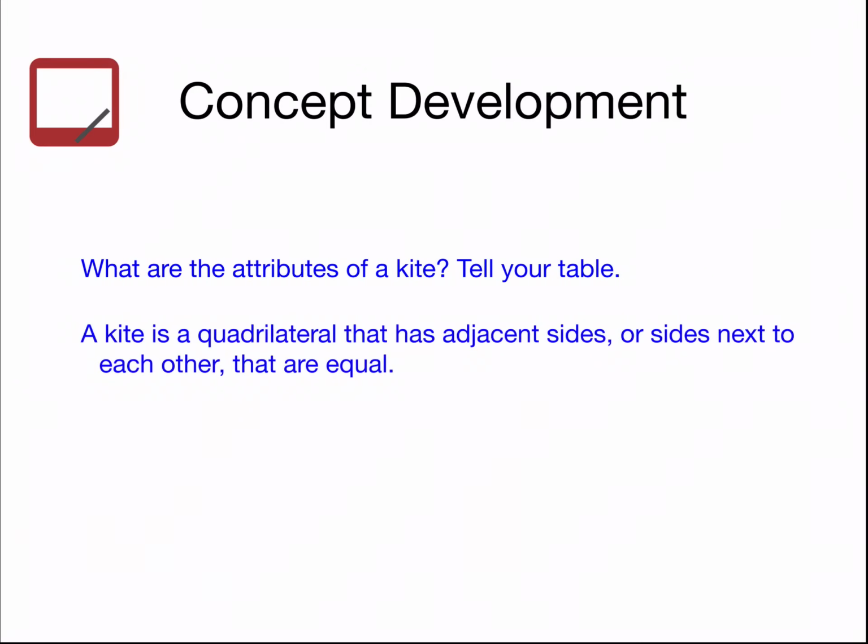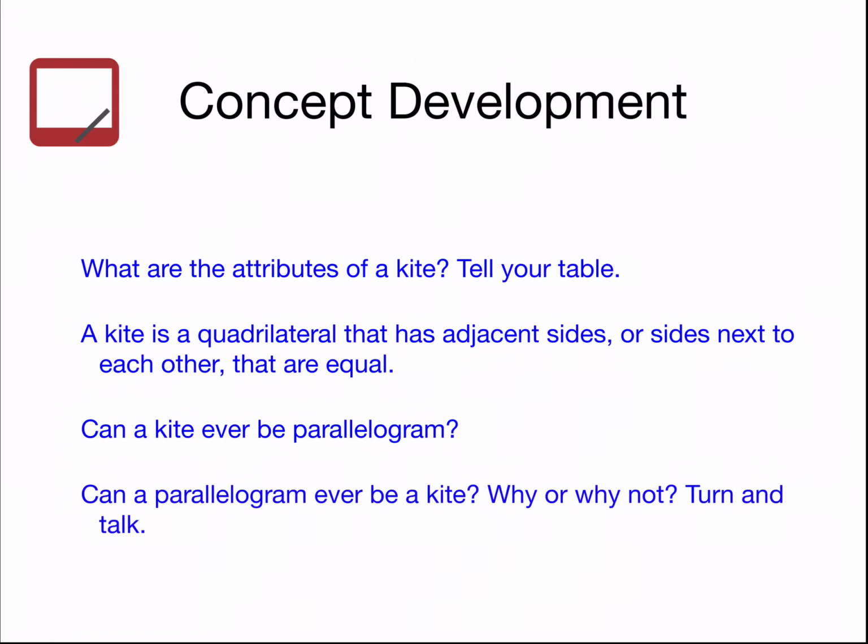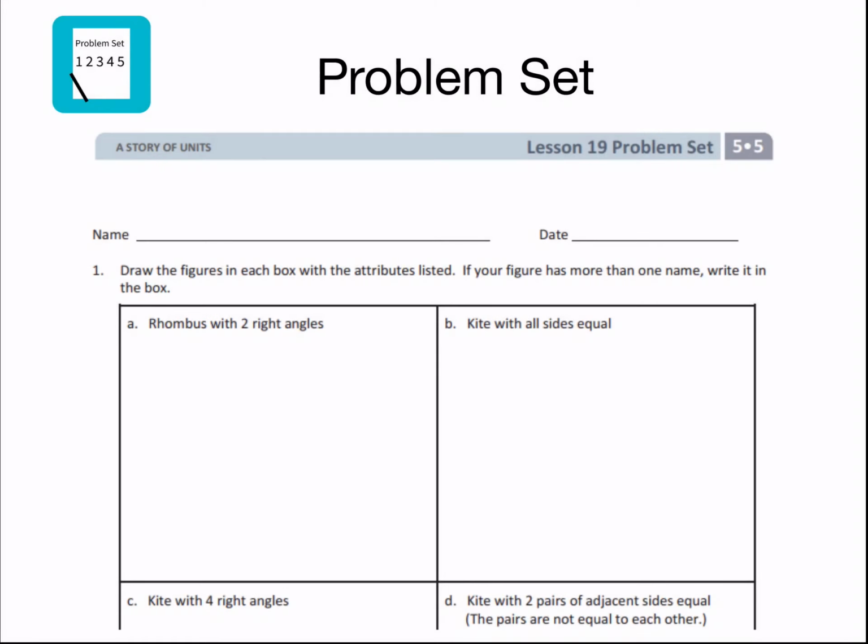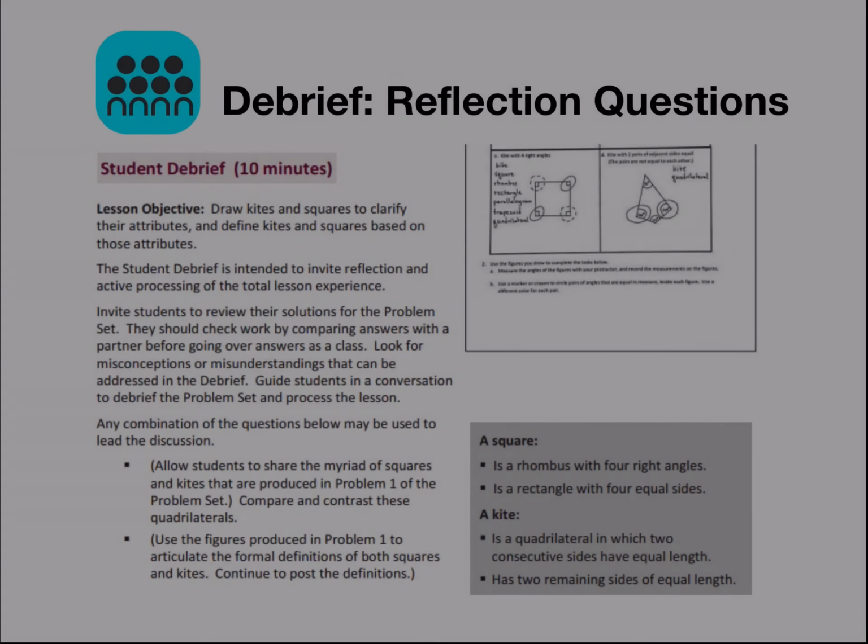Okay, we know that a kite is a quadrilateral. That's an attribute. It has adjacent sides, or sides that are next to each other, that are equal. Okay, can a kite ever be a parallelogram? Can a parallelogram ever be a kite? Why or why not? And then when you are done with this, you're going to go ahead and do lesson 19 problem set, just number 1, only number 1. You're going to do 1A, 1B, 1C, and 1D, and you will post that to Seesaw.